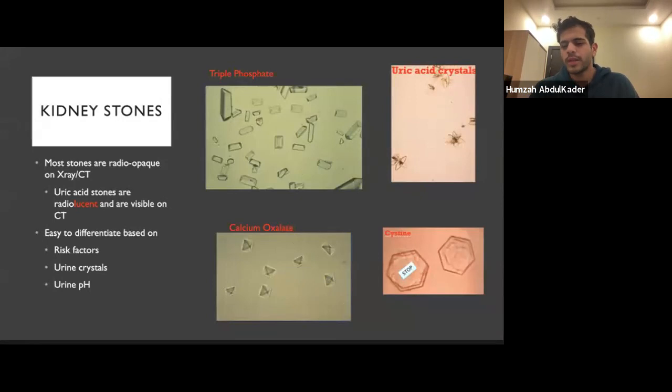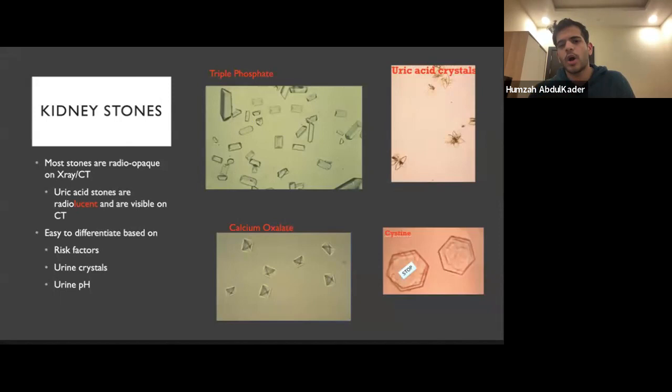Because for instance, for the triple phosphate, they'll say that he was infected with some kind of urease positive organism. Maybe they'll bring the imaging. They'll show a staghorn calculi, right? And so if you know the association, then the staghorn calculi just becomes easy, right?